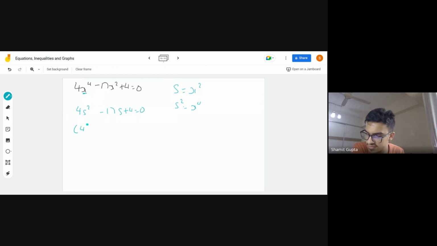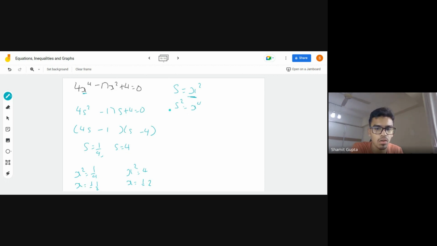Now this is just factorable into (4s minus 1)(s minus 4). So that means s equals 1 over 4, s equals positive 4. s was actually x squared. So that means x squared equals 1 over 4 and x squared equals 4. Then x equals plus minus 1 over 2, x equals plus minus 2.